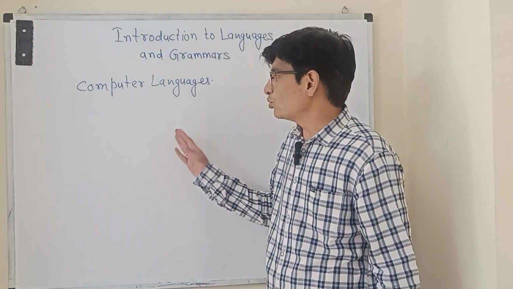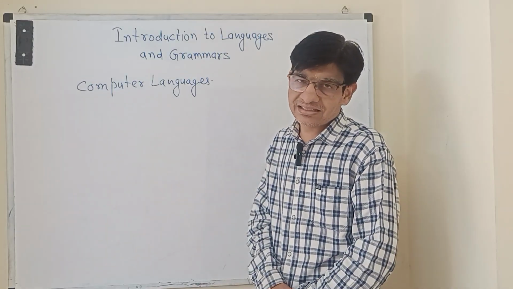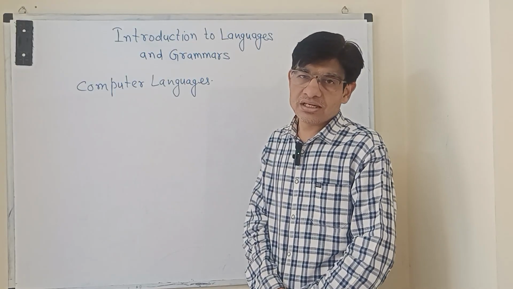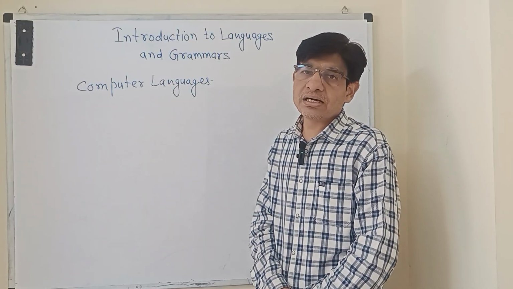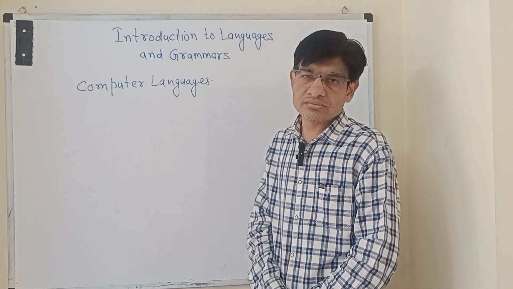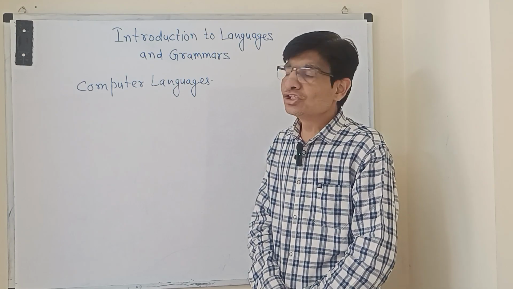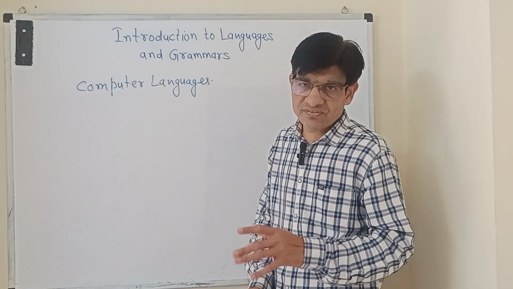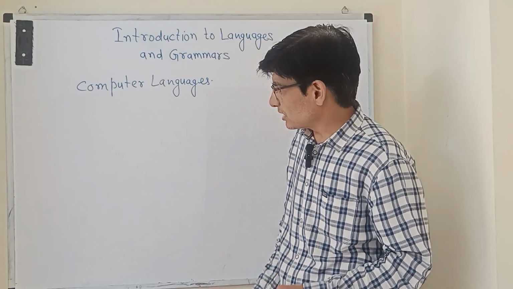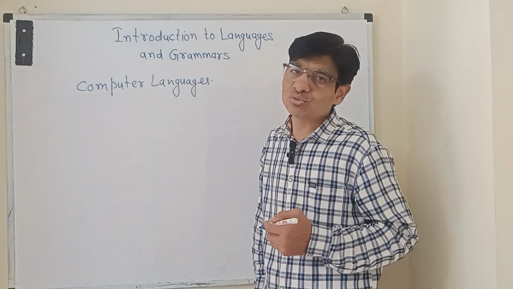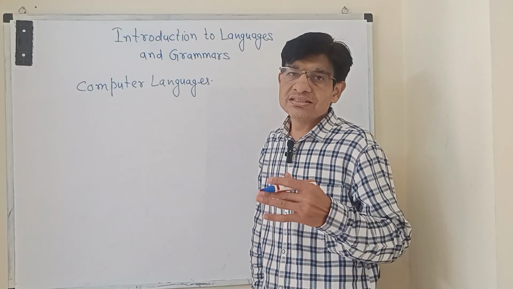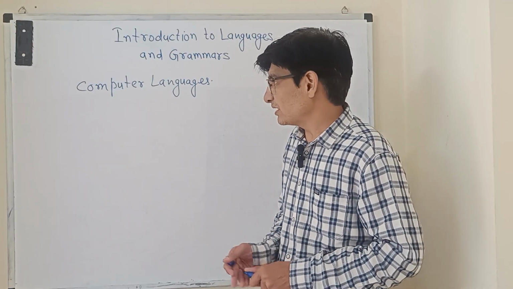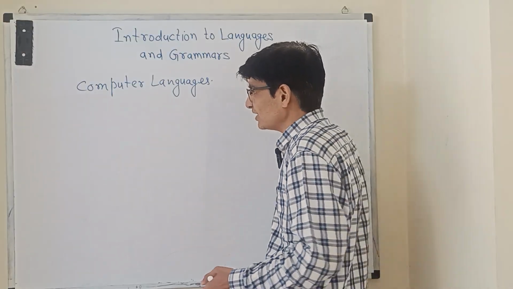So how are we going to get these computer languages? As I told you, each language comes from grammar, and grammar is nothing but the rules of making sentences for any language. So each and every language definitely has some grammar. So we will discuss grammar first, and then we will see the different types of languages that we use. So I will start with grammar.